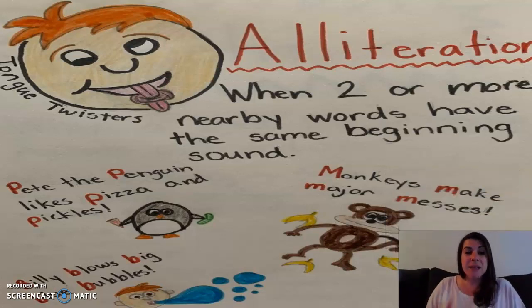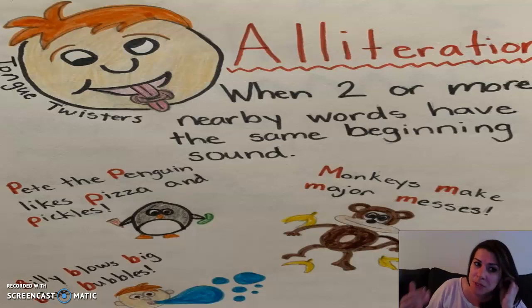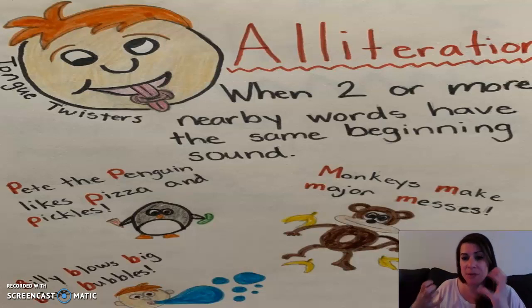Alliteration is when two or more nearby words share the same beginning sound. We often call these tongue twisters, like Sally sells seashells at the seashore, right? In this case, I made up some little ones here. Pete the penguin likes pizza and pickles. The words aren't necessarily right next to each other. There are some words in between them, but there is a repetition of that p sound, right?